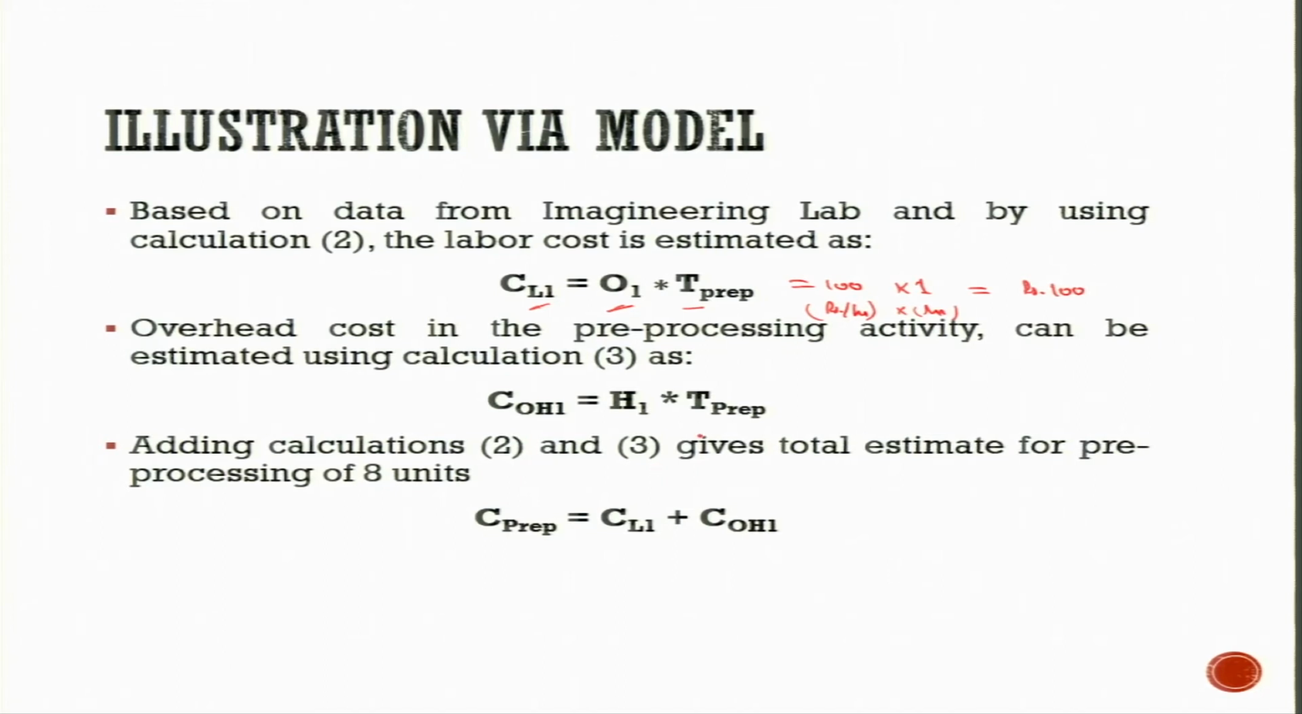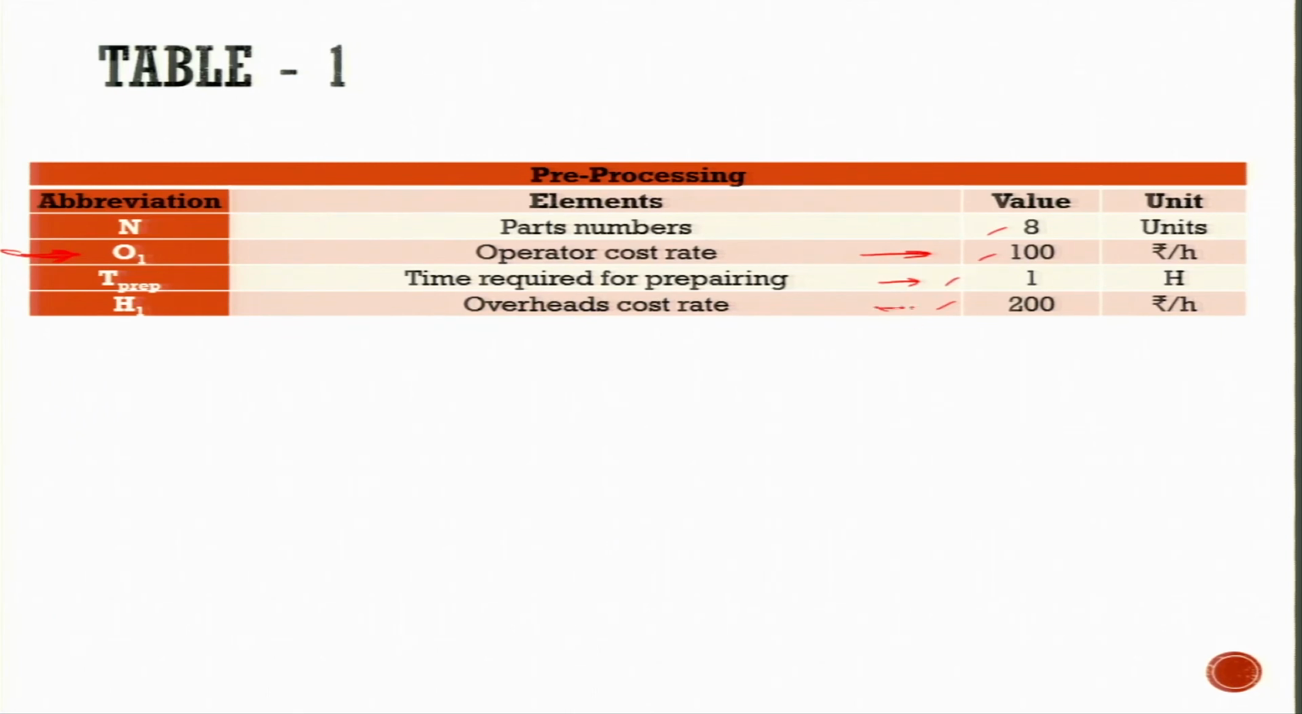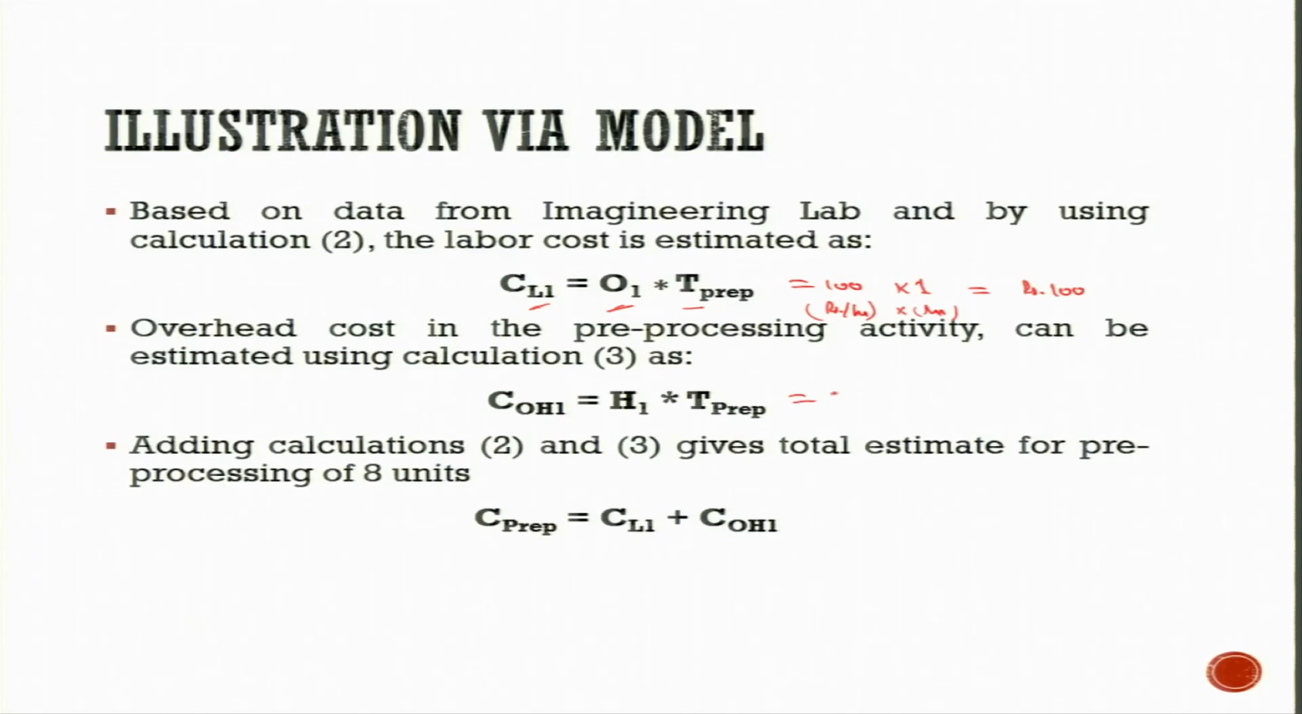The overhead cost for the pre-processing is H1 into the time for the pre-processing, that is the overhead cost rate into the time for the pre-processing. So, the overhead cost rate here is 200 and the time is 1 hour. So, this is equal to 200 into 1, with similar units, which is equal to ₹200. So, the cost of the pre-processing would be 100 plus 200, which is equal to ₹300.